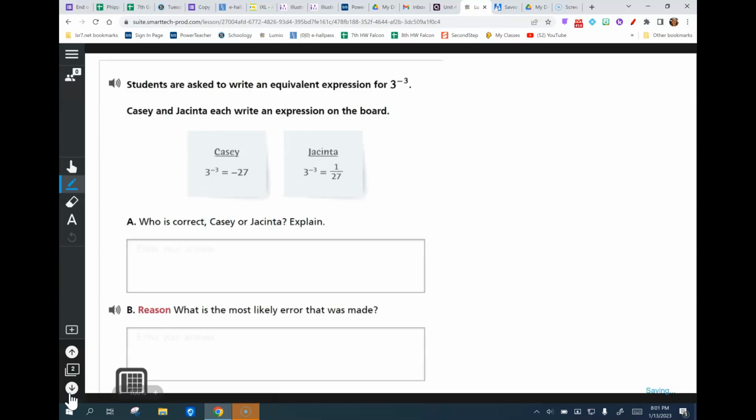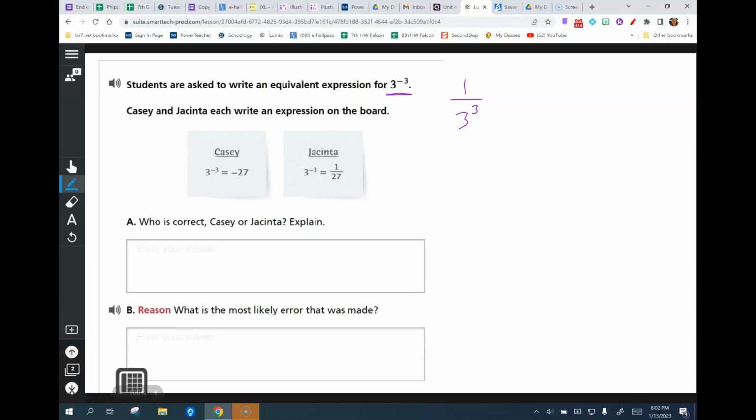The first problem we look at: students are asked to write an equivalent expression to 3 to the negative 3 power. Okay, so we're going to do that. We've just been going through negative exponents, so we should be pretty good with that. We know that a negative exponent sends it to its opposite place. It's in the numerator, so it's going to send it to the denominator. That's the best way to do it.